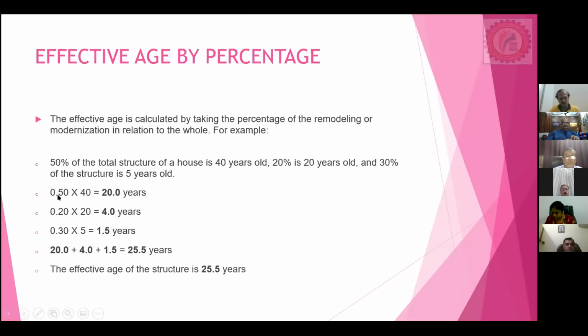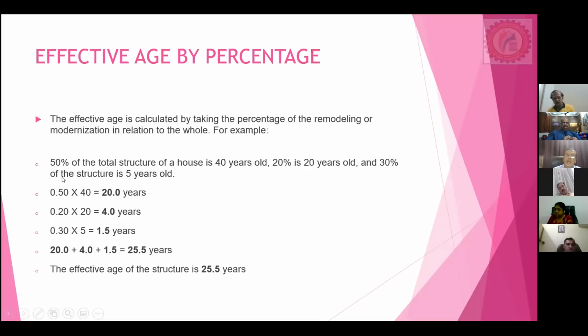What you have to do? You just multiply 0.5 into 40. 40 years is the age. Am I right? Just calculate. Next, 20% is 20 years old. I have just multiplied 0.2 into 20. That is 4 years.